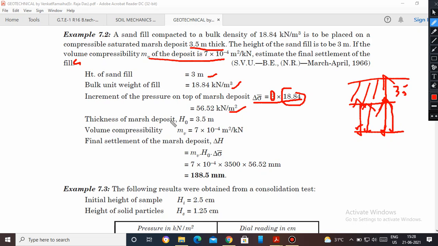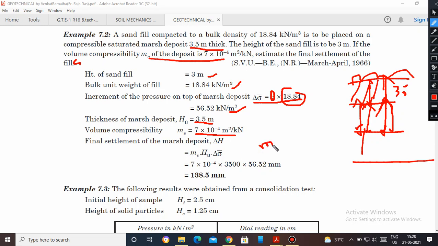Delta sigma bar equals 56.52 kilonewton per meter square. The thickness of the deposit is 3.50 meter; this is the initial height we are considering. Above this initial height is the 3.0 meter sand fill, and below is the 3.5 meter deposit. The initial thickness of the deposit, h naught, equals 3.50 meter. Volume compressibility mv equals 7 × 10⁻⁴ m² per kilonewton. We should calculate the final settlement of the clay layer for this 3.5 meter deposit, given the volume compressibility.